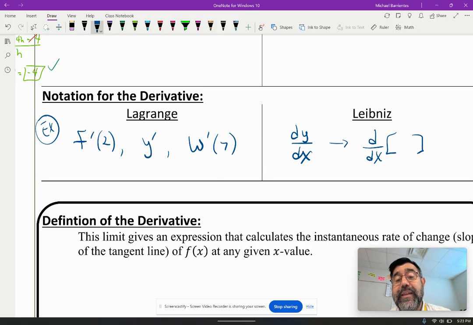If we're given a y, then we're going to use dy dx. If we're given a function f or g or h, we're going to use the prime notation. We'll just go back and forth.